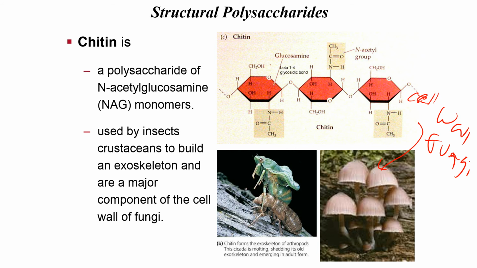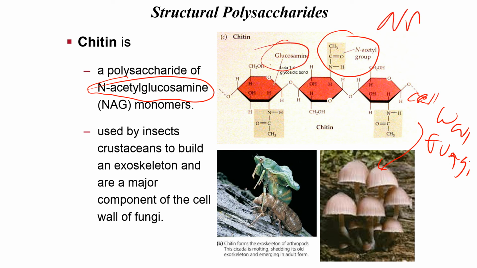Now, chitin here consists of what we call N-acetylglucosamine monomers. So you're not looking at glucose, but you're looking at another type of sugar. This is an N-acetyl group. N-acetylglucosamine, or for short, NAG.